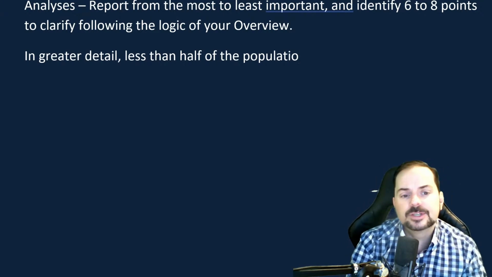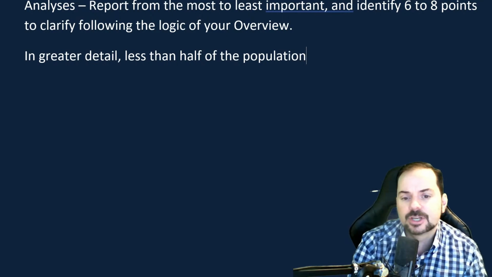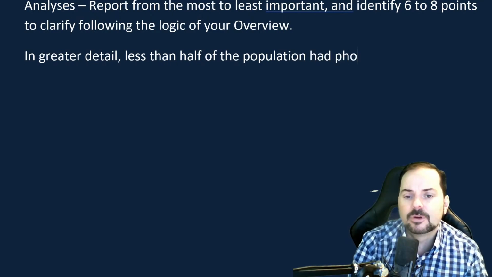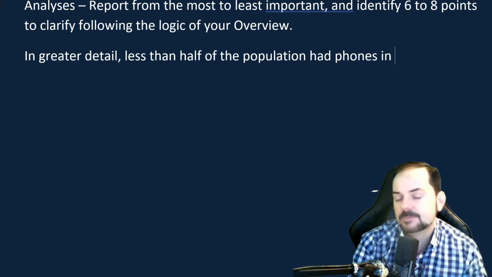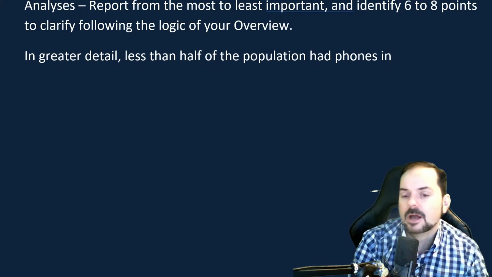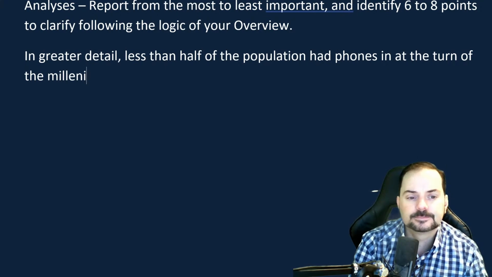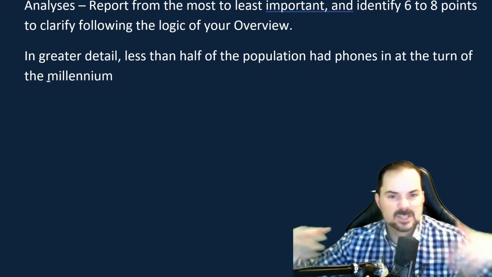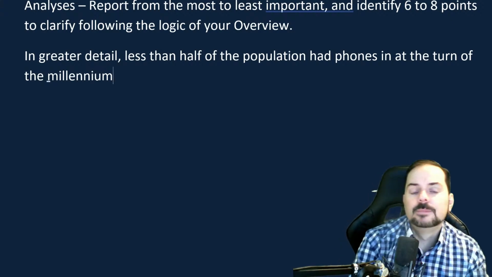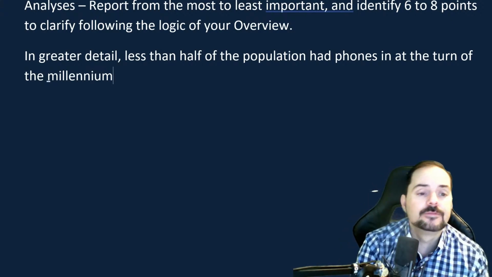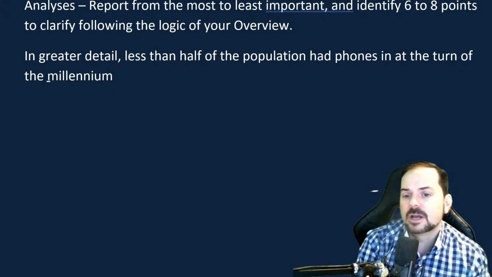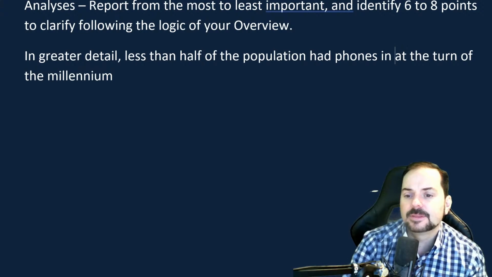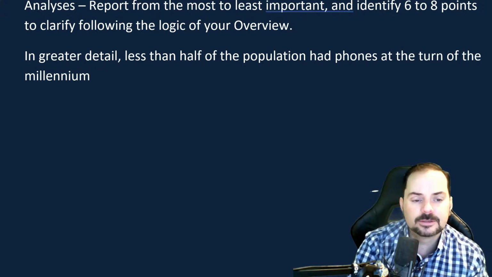So in greater detail, less than half of the population had phones in 2000, or instead of 2000, I keep saying 2000, at the turn of the millennium. That's always kind of interesting, right? Because it's the changing of 1,000 years. So millennium means 1,000 years. At the turn of the millennium. So in greater detail, less than half of the population had phones at the turn of the millennium.